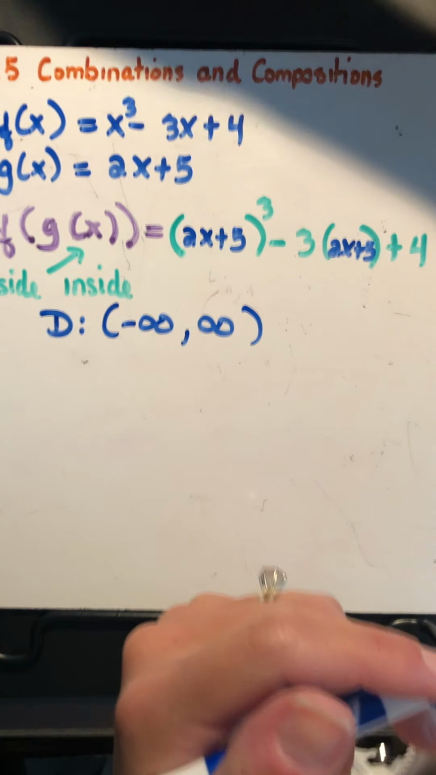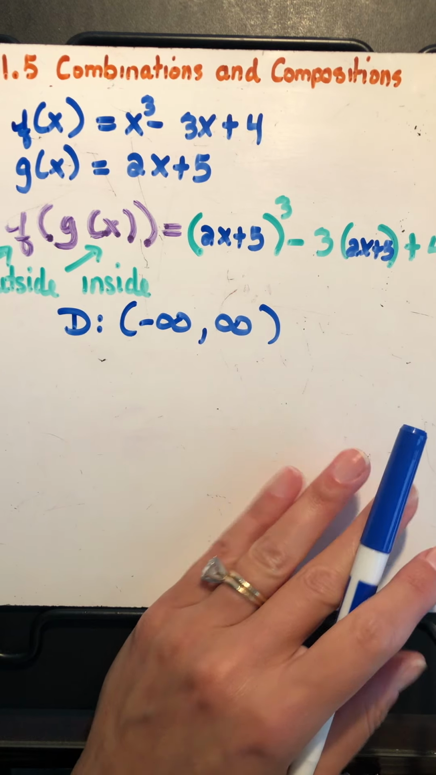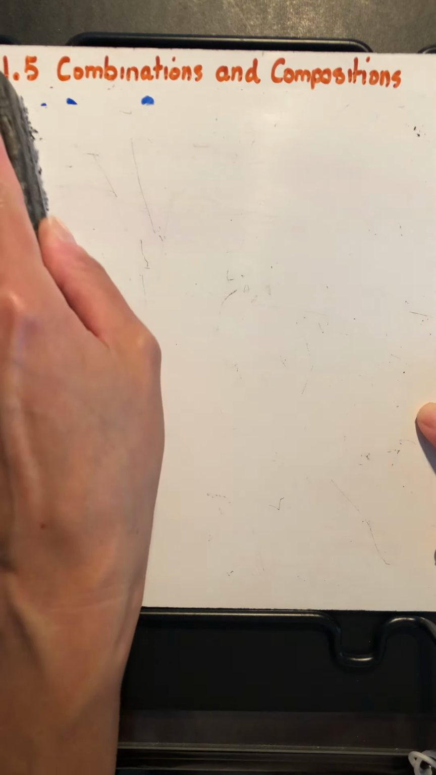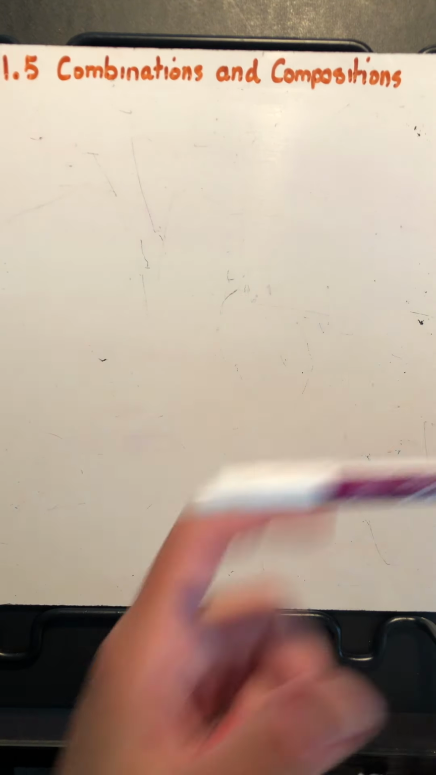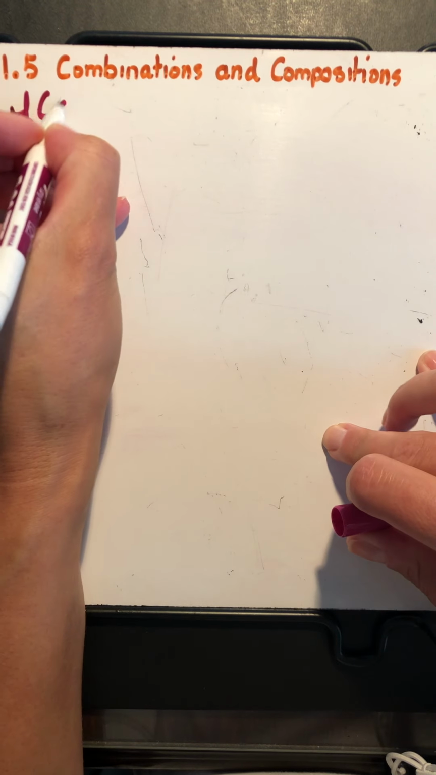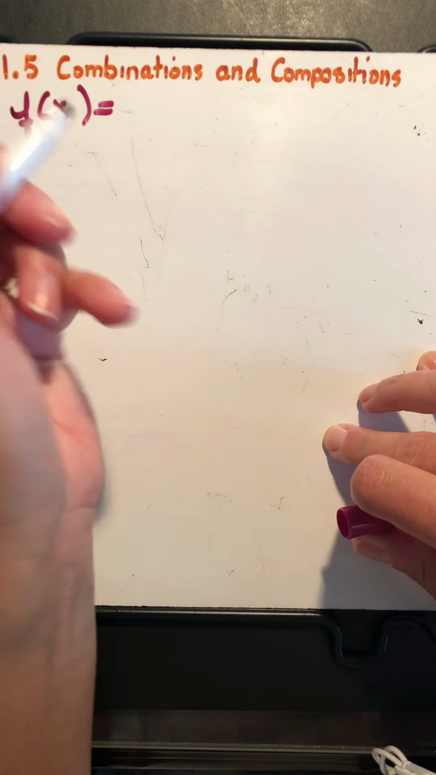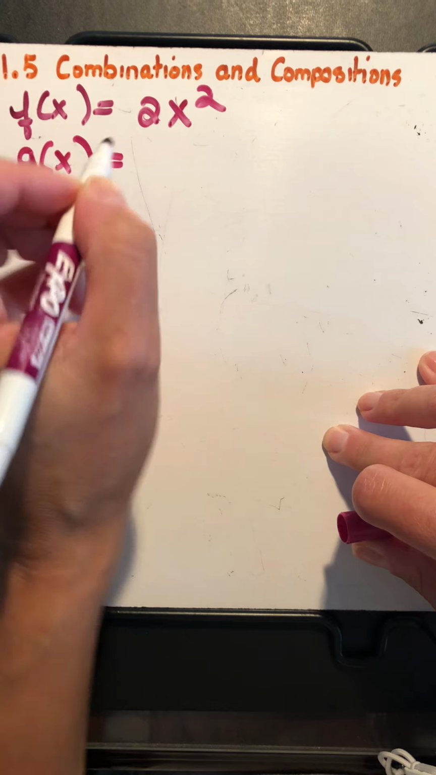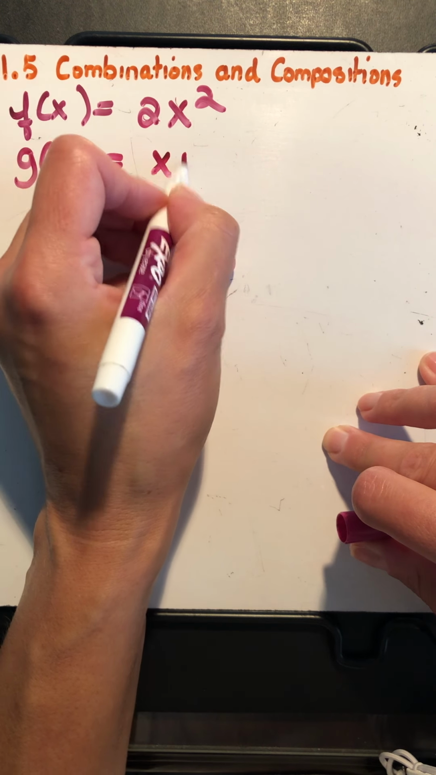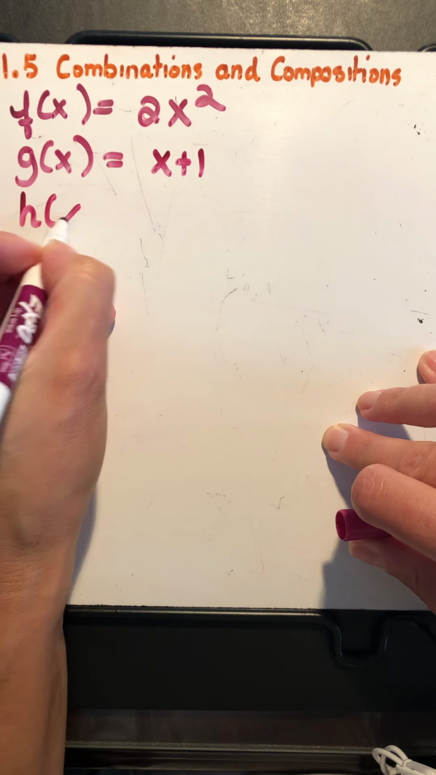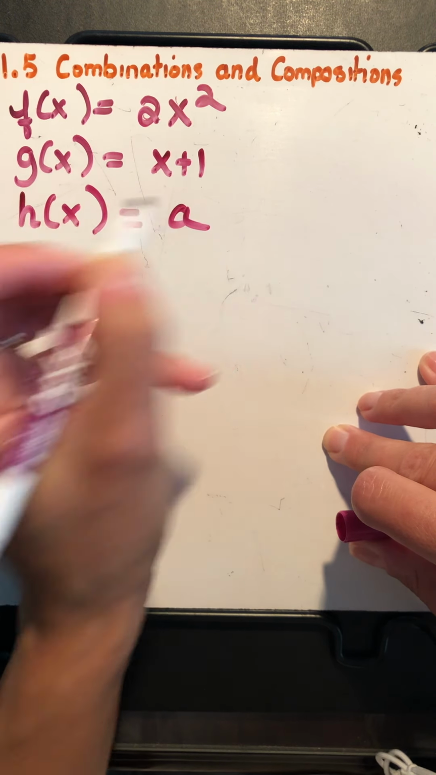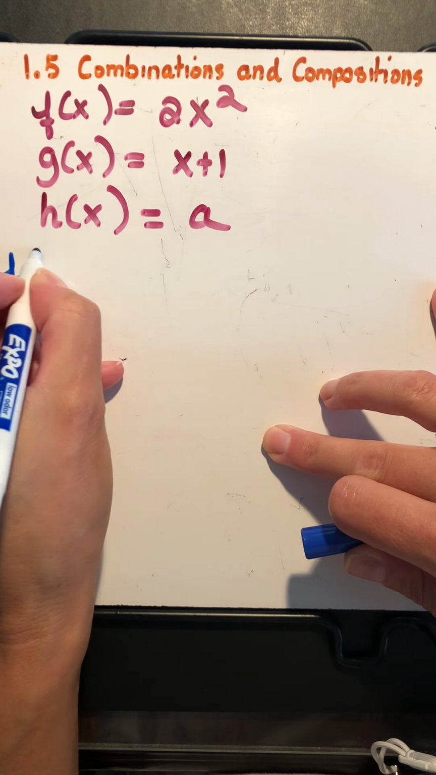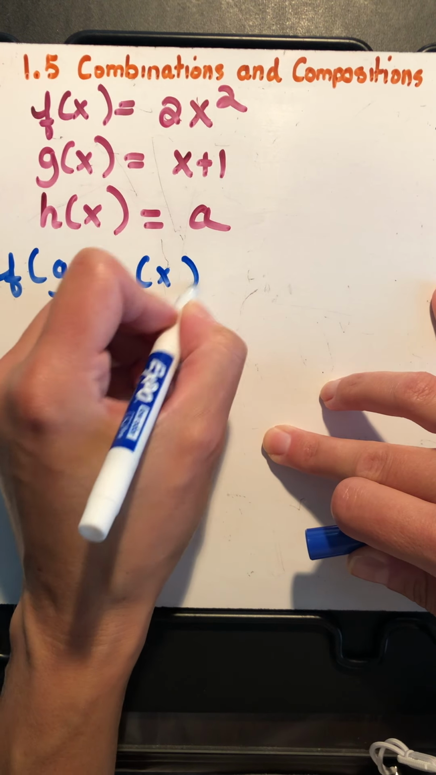Okay, hopefully that helped. Now we're going to talk about a slightly more difficult example. And I'm actually going to give you 3 functions. There's no reason I can't stack 3 functions inside of each other. So what if I had f of x equals, I won't make this example too complicated, 2x squared. What if I had that g of x equals, I don't know, x plus 1? And what if I said that h of x equals a? All right, so let's just make this interesting. What if I now asked you to find f of g of h of x?